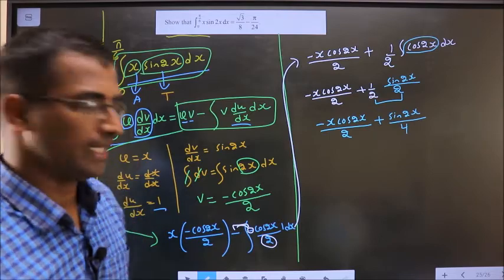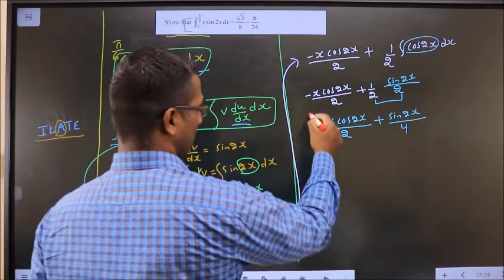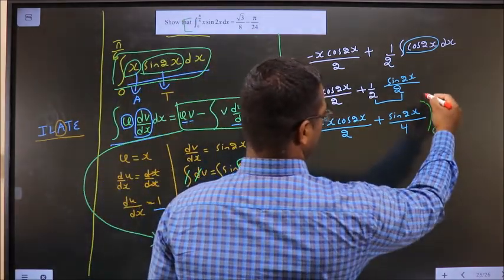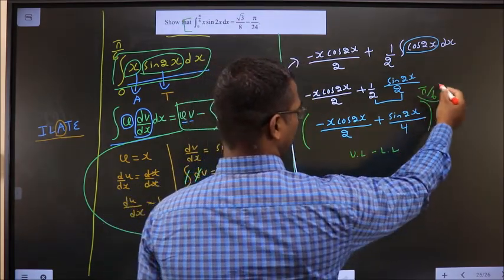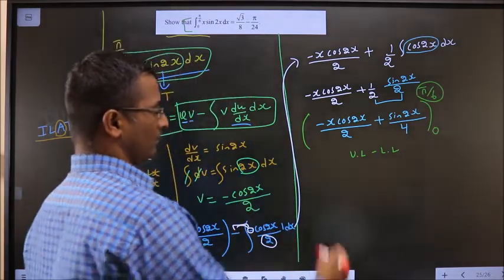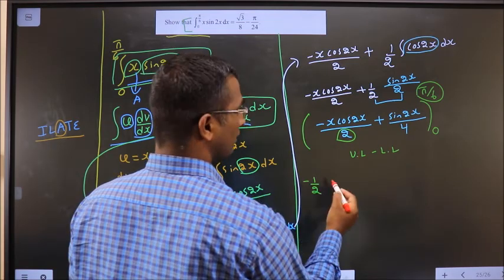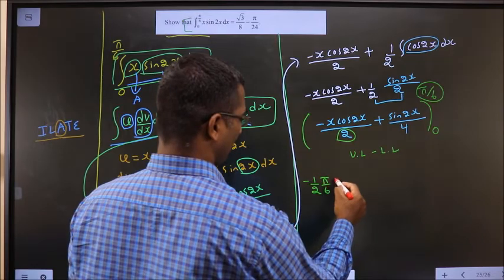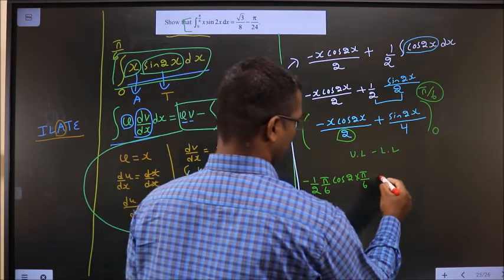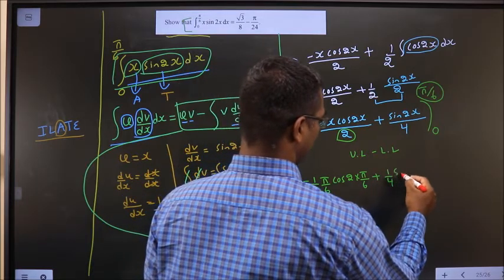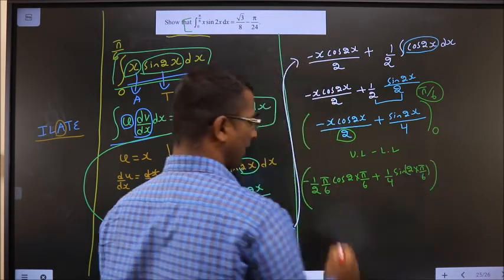Now, what are the given limits? The given limits are 0 to pi by 6. Now, put upper limit minus lower limit. First the upper limit is pi by 6, replace it here. So this 2 I write here, and in place of x, pi by 6, and cos 2 into pi by 6, plus 1 by 4 I write here, sine 2 into pi by 6. So, done with the upper limit.